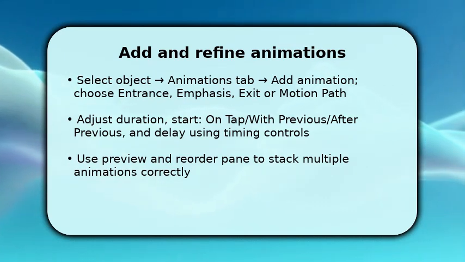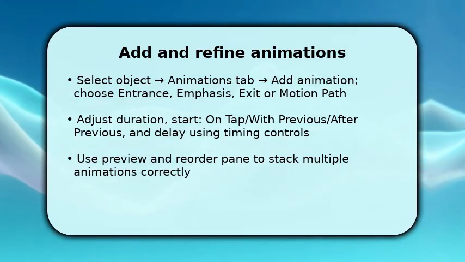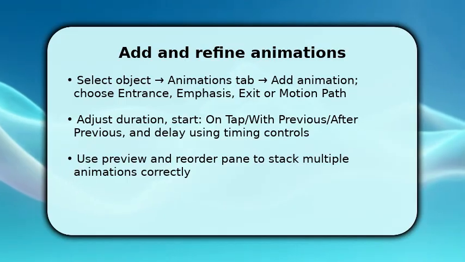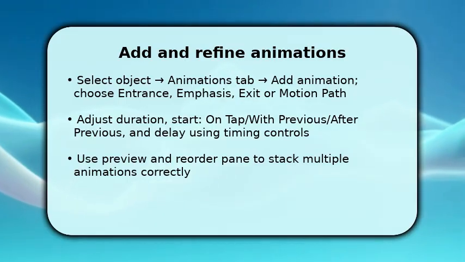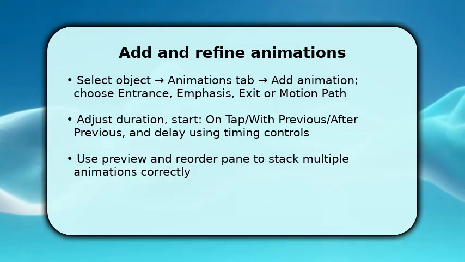Tap the Animations tab, choose Add Animation, and pick Entrance, Emphasis, Exit, or Motion Path depending on the effect you want. Once added, make sure to open timing to set Start to On Tap with Previous or After Previous and adjust duration and delay. Shorter durations feel snappier on mobile.